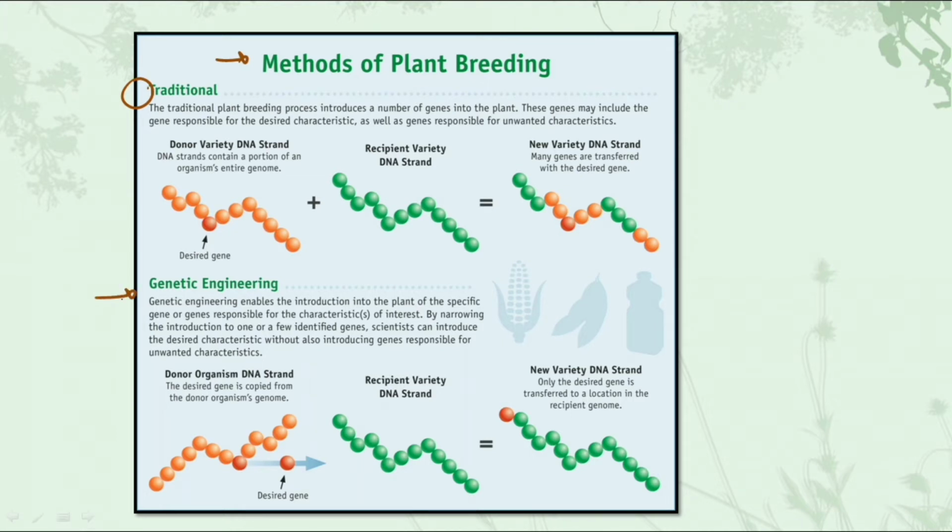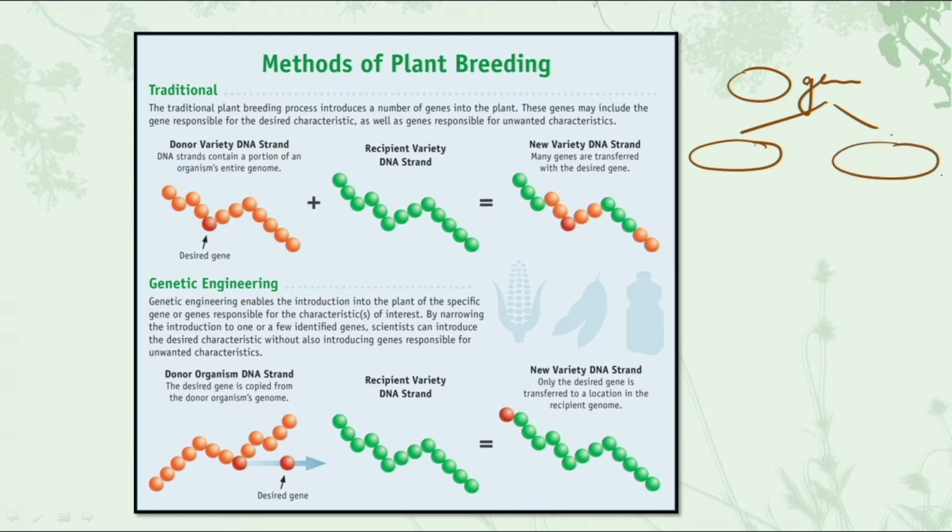In the traditional method, the traditional plant breeding process introduces a number of genes into the plant. These genes may include the genes that are responsible for the desired characteristics as well as the genes that are responsible for the unwanted characteristics. So here we are inserting a particular number of genes into the plant, and the genes that we are inserting include both those that contain the desired characteristics and also some unwanted characteristics.